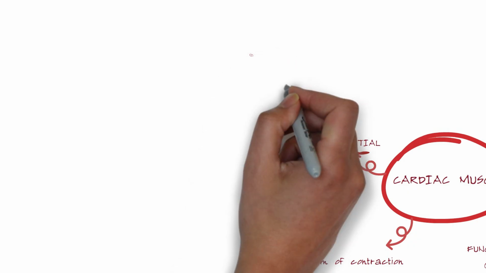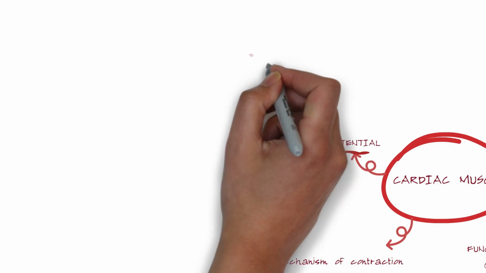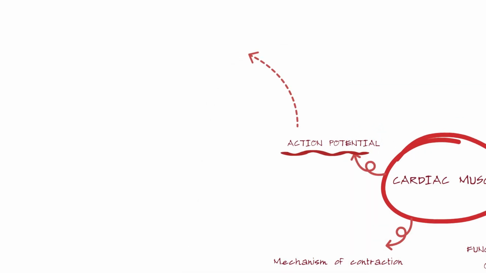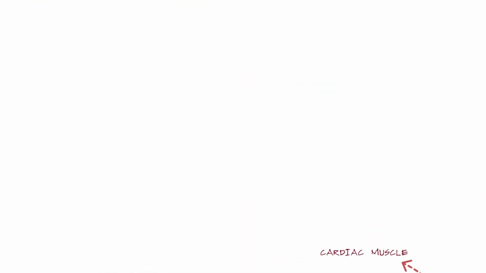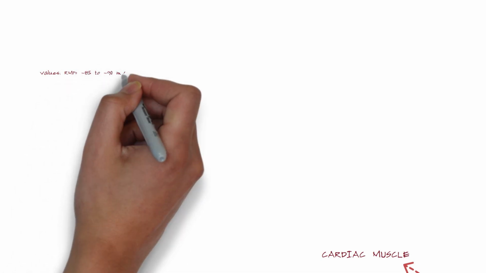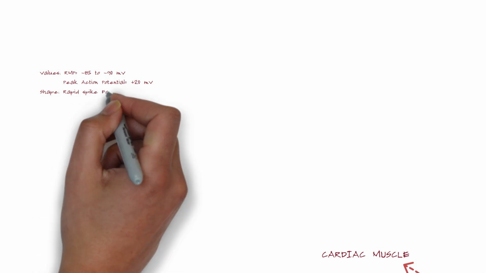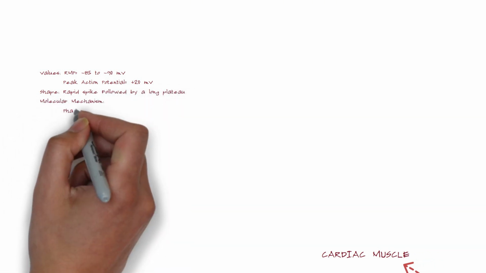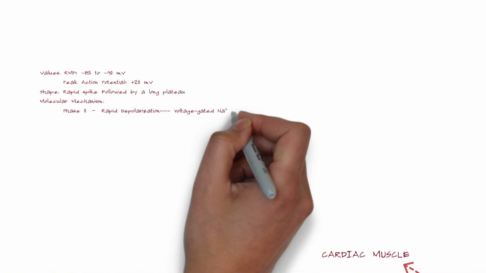Let's talk about the action potential. First, the ventricular muscle action potential. The resting membrane value is minus 85 to minus 90, while in the action potential, the peak reaches positive 20. The shape is a spike followed by the plateau. Let's now talk about the molecular mechanism for each phase. We have 5 phases: 0, 1, 2, 3, and 4.